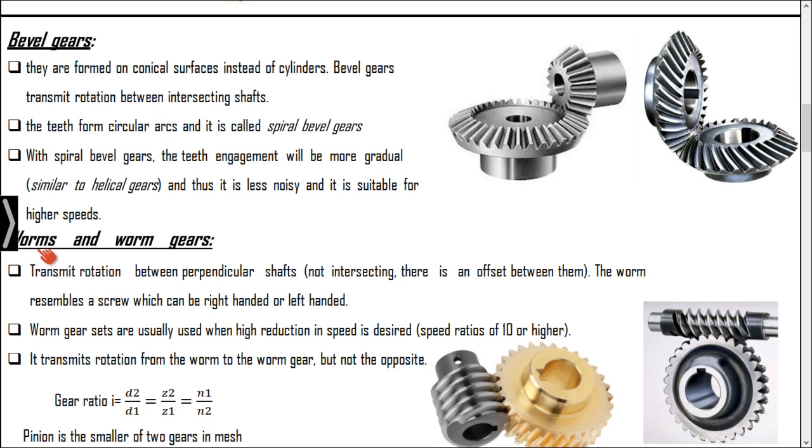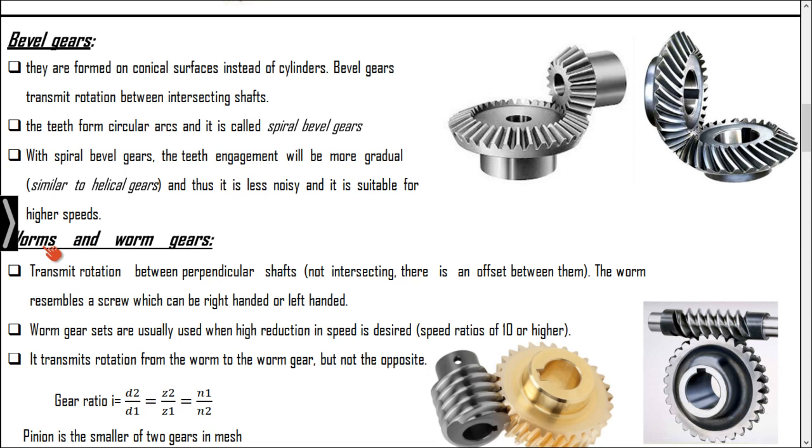And finally, the worm and worm wheel. There are also different types of other classification, but these are the main four classifications. Worm and worm gear consist of a worm, which is something like a thread, and we have a gear. I think in the figure it is very clear. You can see a thread which is running over a shaft, and we can have the gear here. This is called the worm wheel, and this is called the worm.